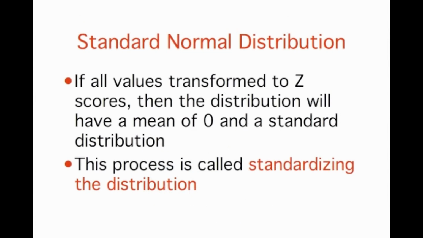If all the values in a distribution are transformed to z-scores, then the distribution will have a mean of 0 and a standard deviation of 1. This process of transforming the distribution to one with a mean of 0 and a standard deviation of 1 is called standardizing the distribution.